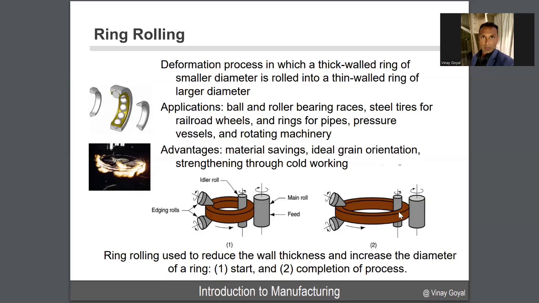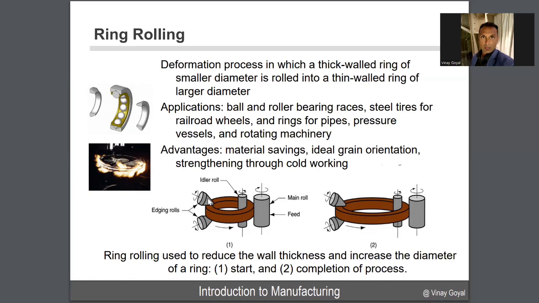Ring rolling is also a deformation process, used for example to create the tracks for ball bearings. A thick wall ring of small diameter is rolled into a thin wall ring of a larger diameter. You can see the operation here on the right, where I am using rollers to create thinner parts. The advantages are material savings, ideal grain orientation, and the strengthening that cold working gives you. So those are the great things about it.